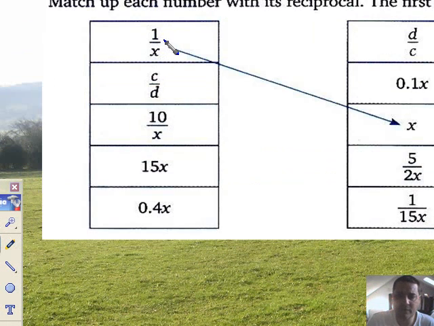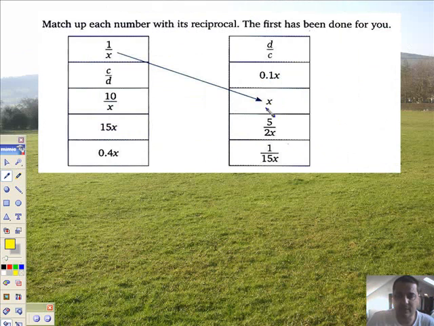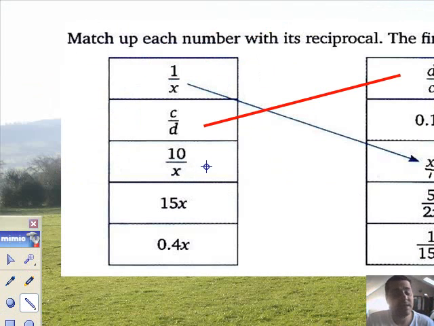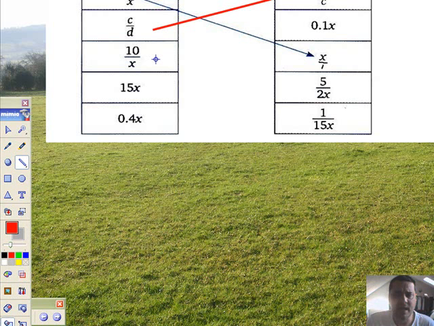Well, if you take 1 over x and you flip it, you get x over 1. So that's correct. So let's call that x over 1. So that's been done. If you flip c over d, you get d over c. It's not a problem. So what about this one then? If you've got 10 divided by x, and you flip it, you get x divided by 10. So x divided by 10 is a tenth of an x. So just match that with that.